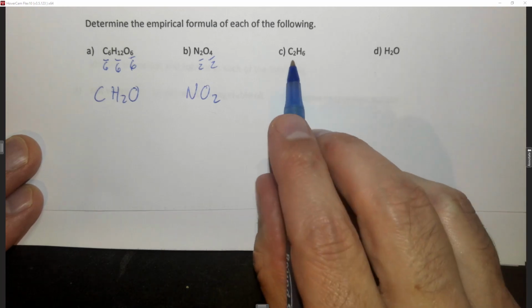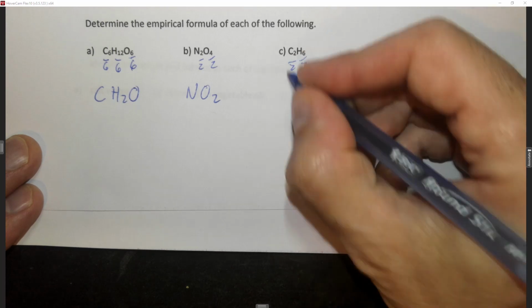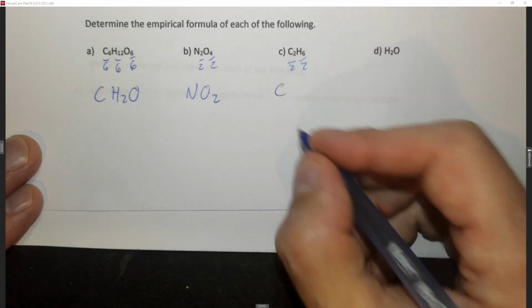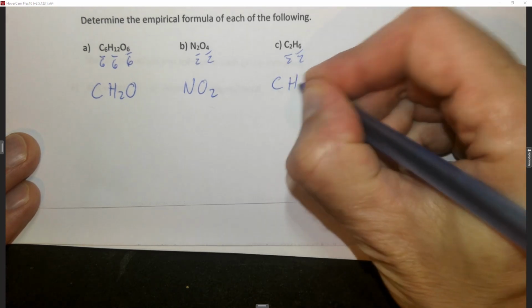C2H6. So in this case, the common denominator is 2. Divide by 2, divide by 2. 2 divided by 2 is 1. We don't write the 1, so just C. 6 divided by 2 is 3, CH3.